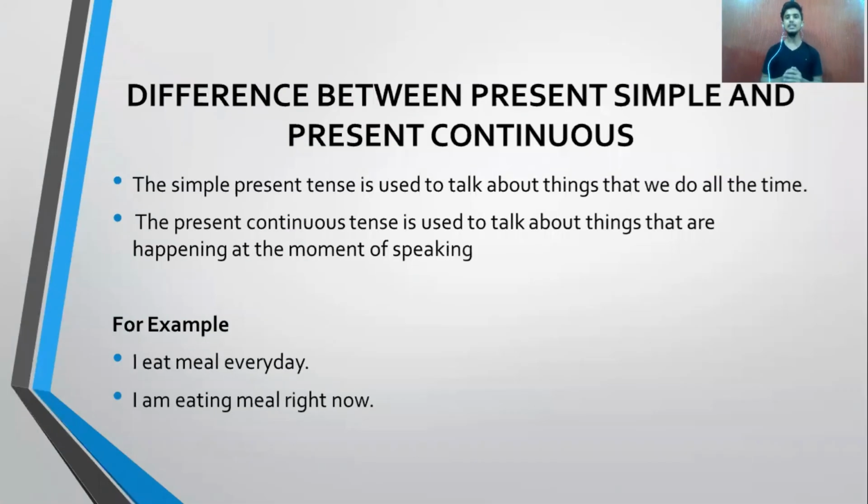Difference between present simple and present continuous. The simple present tense is used to talk about things that we do all the time, but the present continuous tense is used to talk about things that are happening at the moment of speaking. For example, I eat meal every day. I am eating meal right now.